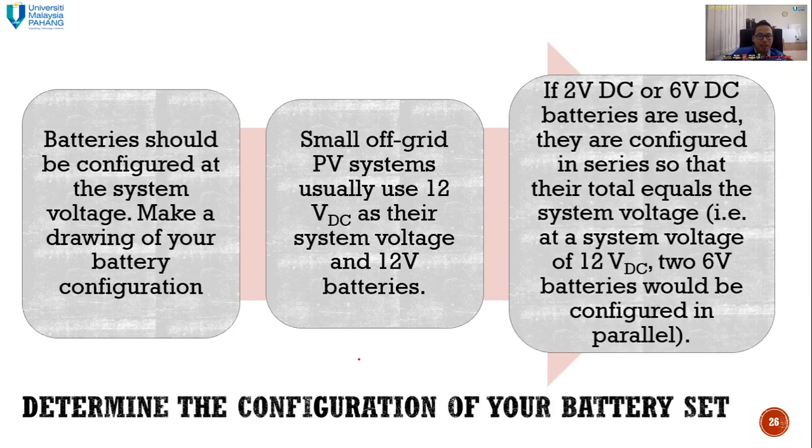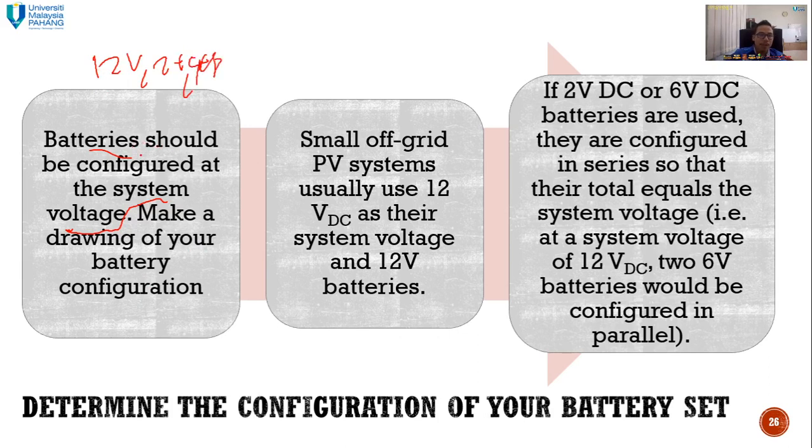So next, determine the configuration of your battery set. The battery should be configured at the system voltage. Make a drawing of your battery configuration. Of course, the battery's system voltage is about the system voltage. The system voltage is 12 volt, 24, and 48.